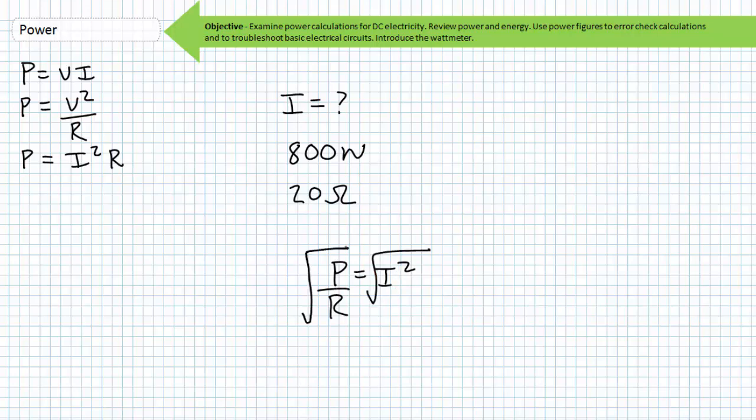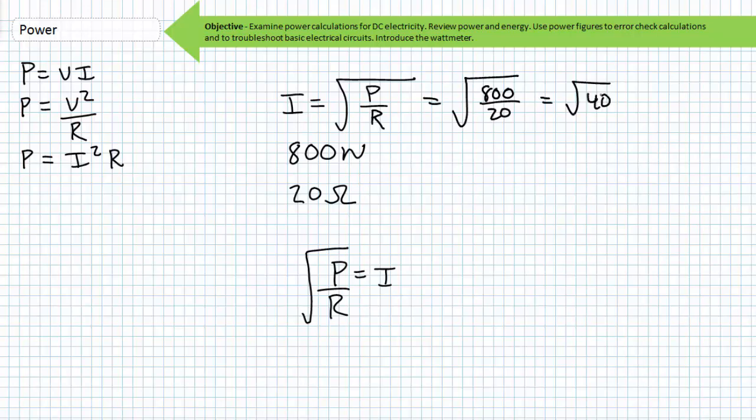On the right-hand side, the square root of I squared is I, where the current draw is now equal to the square root of the power divided by the resistance. Take time to notice that the square root covers both power divided by resistance. It is not square rooting just the power. Use the expression current is equal to the square root of power divided by resistance. Square root of 800 divided by 20 is the square root of 40, or roughly 6.3 amps of current. If you've come this far doing the algebraic manipulations, it'd be a terrible shame to fat finger this thing on a calculator and get a bad answer.